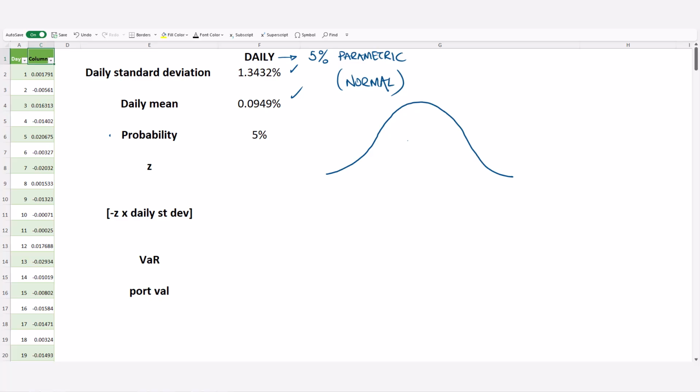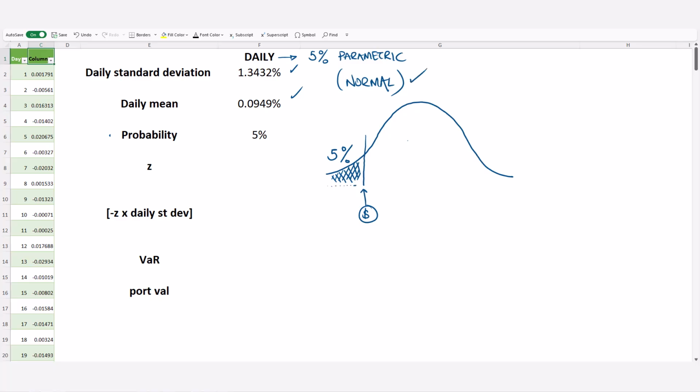I know it's a bit freehand, a bit lumpy there. But now what I'm saying is, look, VAR wants to tell me if I can cut off the distribution here, what loss sits here? What loss cuts out, isolates 5% in that lower tail? If I can find this amount here, I can say to a client, in this case, I can say to my portfolio, all right, this is the loss that will be exceeded 5% of the time.